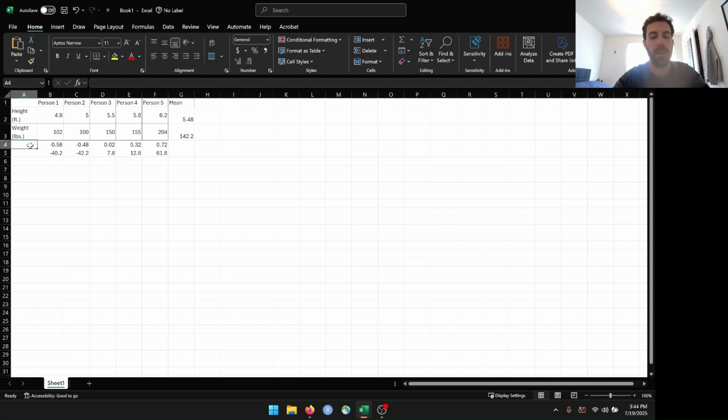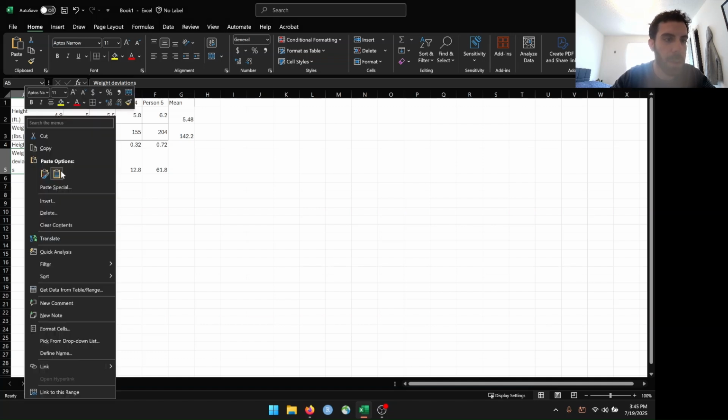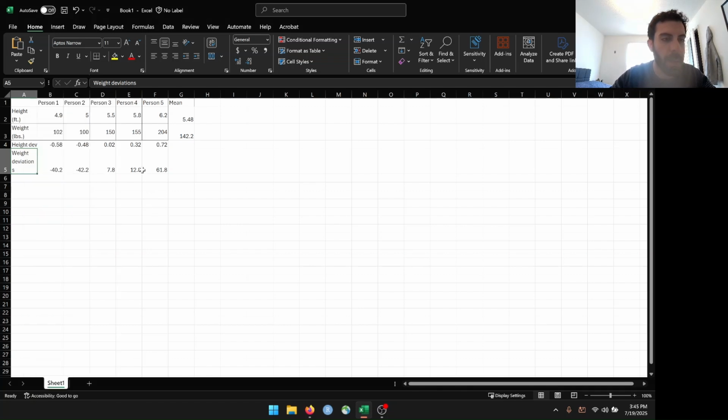These are height deviations. Might as well label them to avoid future confusion. And these are weight deviations. I don't like how this looks, there should be a wrap text or something. Let's see if I can find it. While I look for that, we'll just say W deviations is a clear label, and then we don't have to worry about it spilling over and making the row longer.